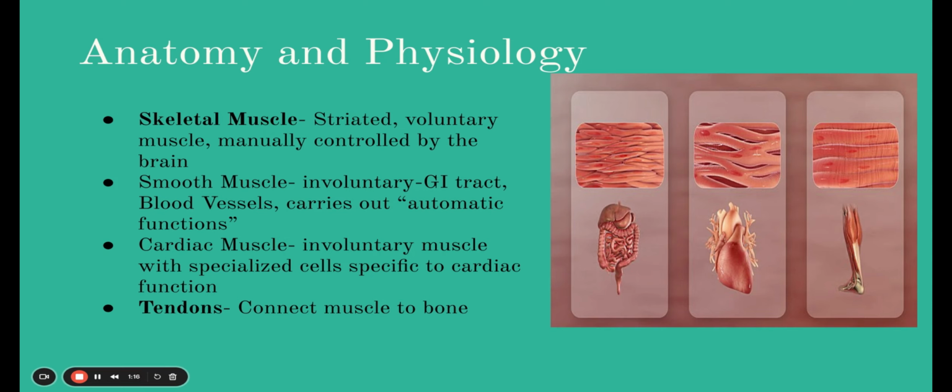As opposed to smooth muscle, it's involuntary, and those muscles are parts of your organs. It's your GI tract, your blood vessels. Those muscles carry out automatic functions. You don't have to think about them moving. They just do their thing on their own. And then there's cardiac muscle, which is also an involuntary muscle. That muscle has specialized cells specific to cardiac function, has its own electrical system to keep the heart beating.